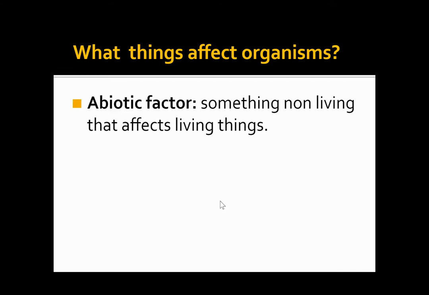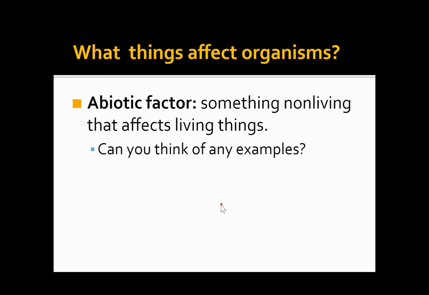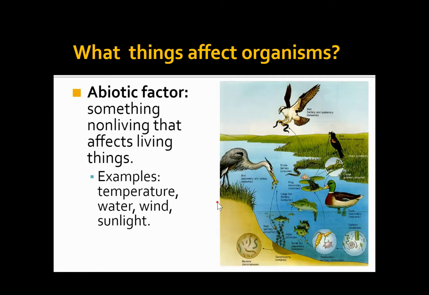So two things that can affect organisms. First are abiotic factors. Remember, these are the non-living factors in the environment. A couple of examples, again, of abiotic factors: you have temperature, water, wind, and sunlight. All of these things can affect living things.